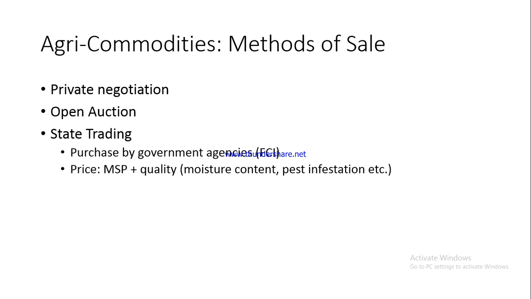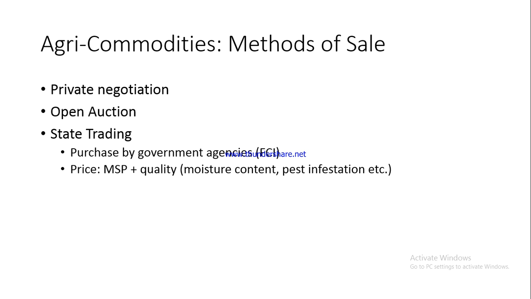So the government declares a particular price, which means that the government is assuring the farmer that if he is not able to sell his produce, the government would for sure purchase his produce at that particular price. So this is the minimum support price mechanism. However, many a times it is also used as a signaling device by the government.